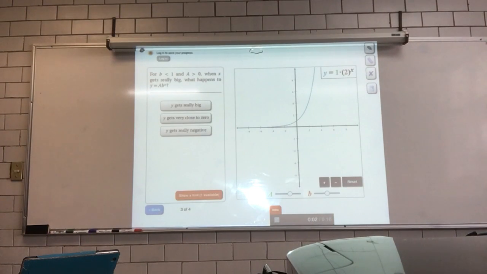Great. Now let's keep this coefficient a as positive, but let's change the base b so that it's less than 1. So here's a value of b that's less than 1. Now what happens as x gets really, really big?